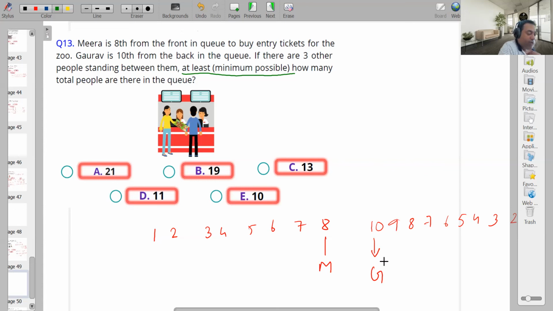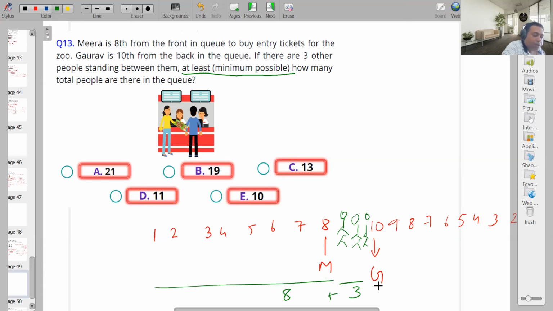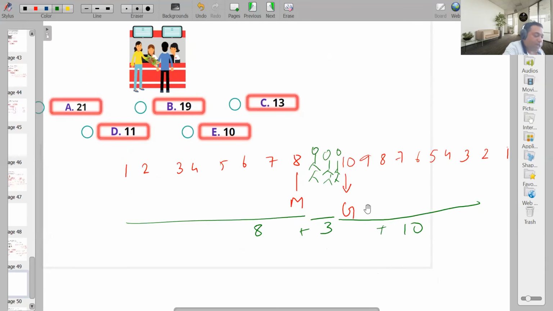So understand, if we assume that Gaurav is behind Meera and we put 3 people in between them, then the total number of people becomes 8 plus another 3, and plus including Gaurav, there are 10 people. Like here, we are including Meera, there are 8 people from the front of the queue. Then we have 3 people in between them, and then we get a total count. So we are basically adding all the positions. So we are getting 11 plus 10, which is 21.